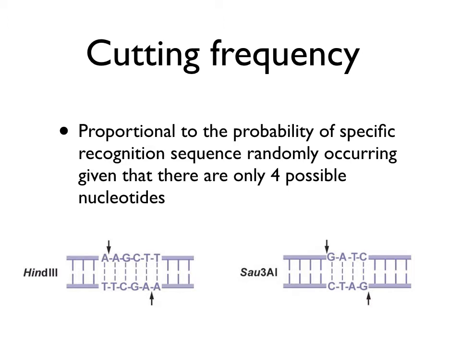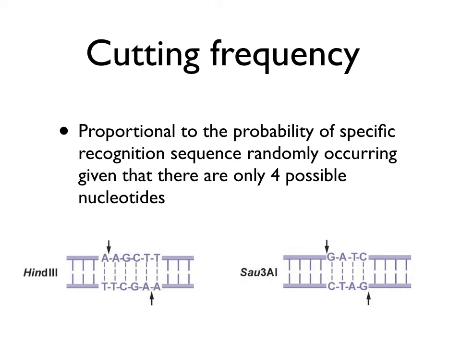Okay, so let's figure out the probability of a Sau3A1 cut site. If you pick a random 4 nucleotide region of the genome, what's the probability that the first nucleotide is a G? Well, it's 0.25. What's the probability that the second nucleotide is an A? 0.25, and then a T, 0.25, and then a C, 0.25. The probability of finding that sequence specifically is 0.25 to the 4th. That is a very small number.